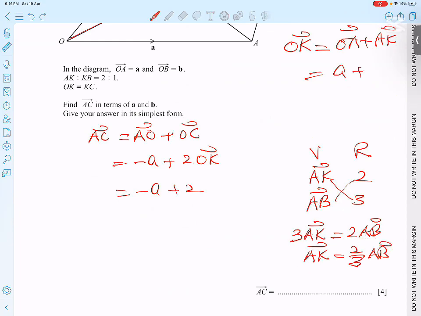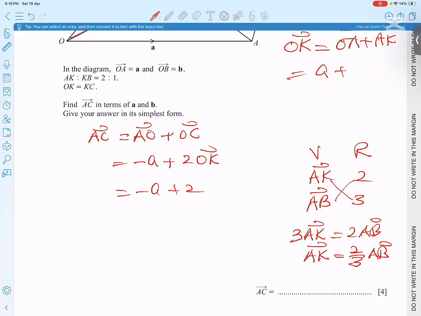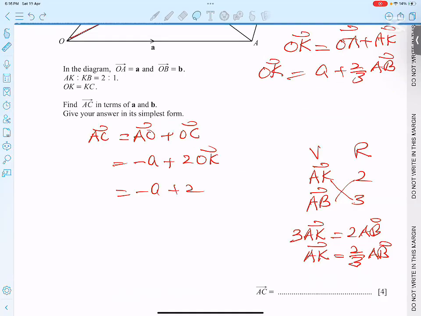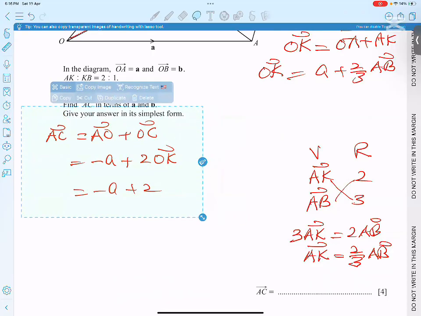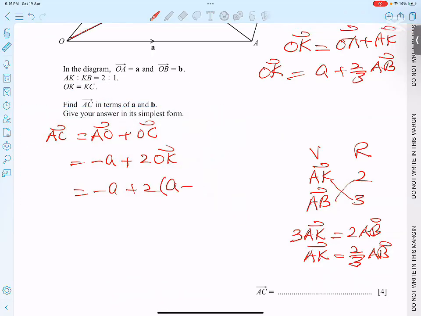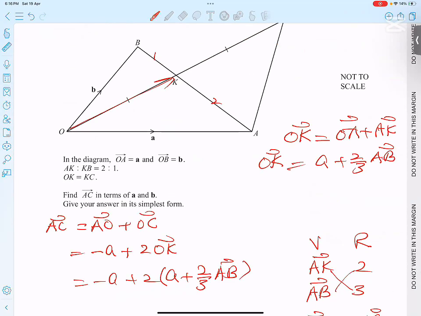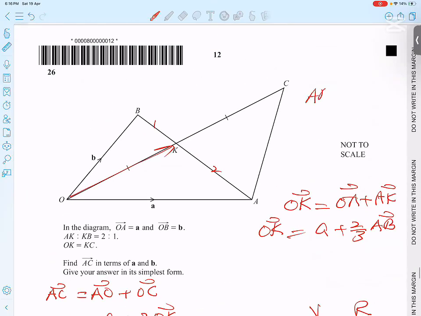So Alhamdulillah Rabbil Alameen, are you understanding up till now? 2 by 3 times AB. And this is the OK value. OK is here. So this whole thing I'm going to copy here. So let's start and try to finalize it. So this is a plus 2 by 3 times AB. Now I will be close to my answer. What is AB? I don't have it, but I can find it. How can I find it?